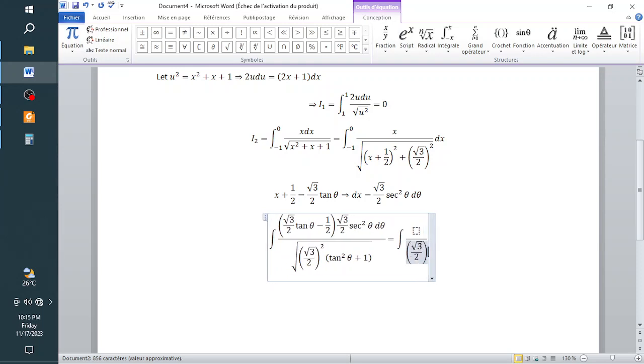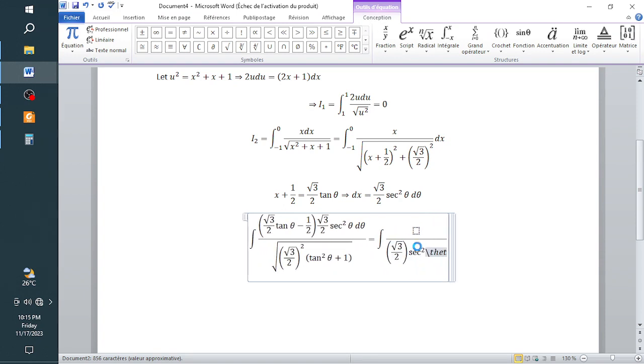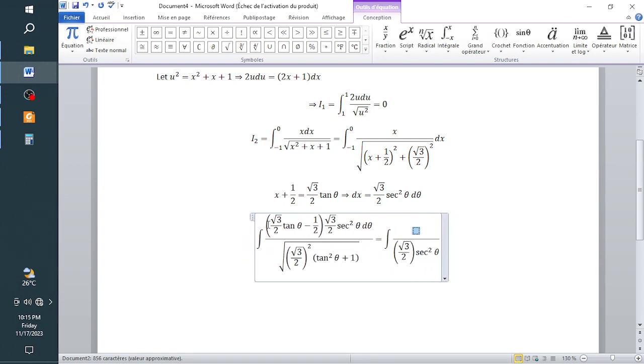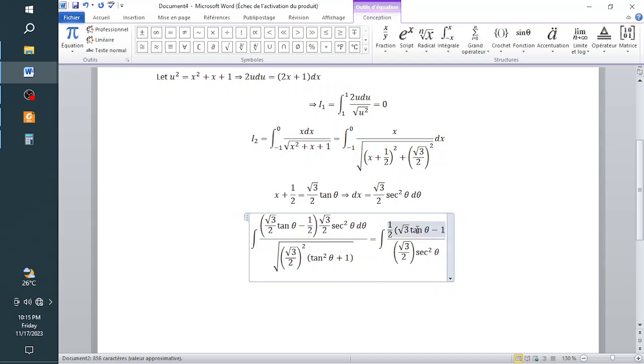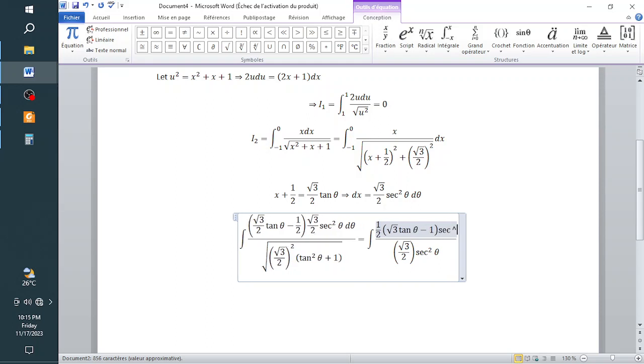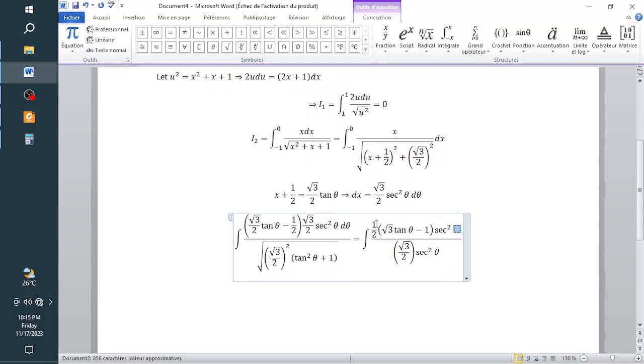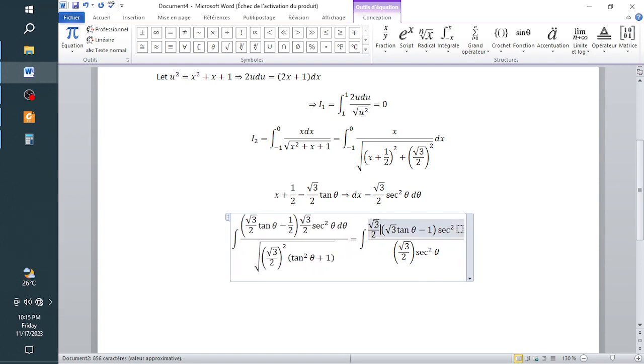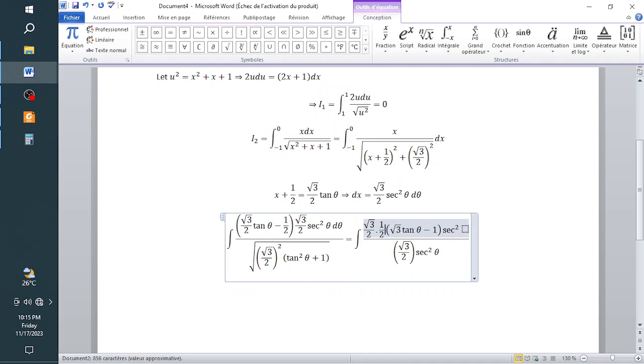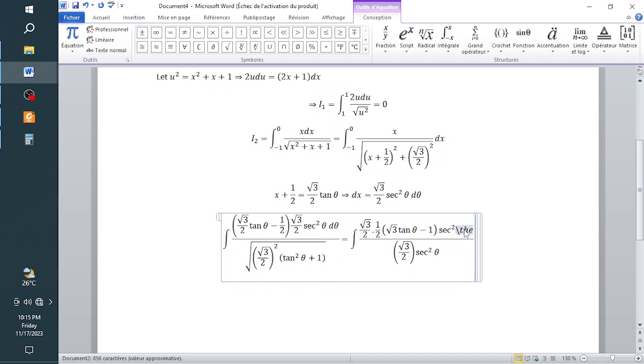Now tan squared theta plus 1 is sec squared theta. The numerator, we can factorize half. When we do that, we are going to be left with root 3 minus 1, root 3 tan theta minus 1, then multiply by, there's still another root 3 on 2 again, so I put the root 3 here. Then I can put the on 2 here to have this. Now sec squared theta d theta.